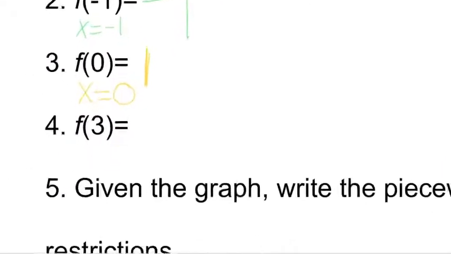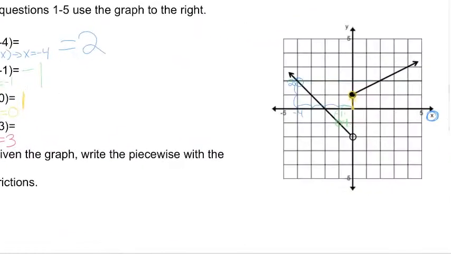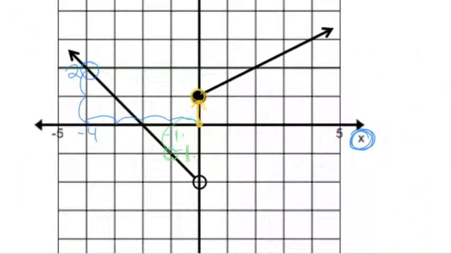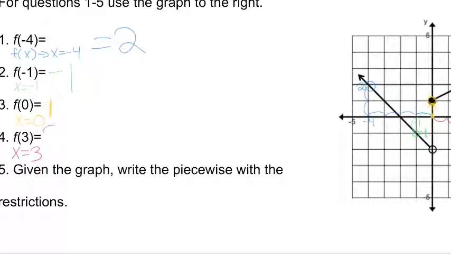And then lastly, number 4. Number 4 is asking us when x is 3, y is what? So x-axis, x is 3, 1, 2, 3, +3. Where is my y value? All the way up here to 1, 2, and about 2.5. So +2.5 is my y value.